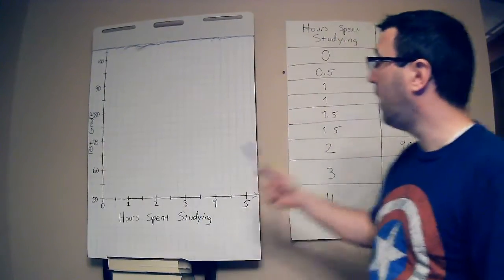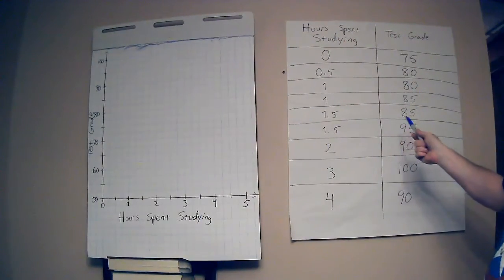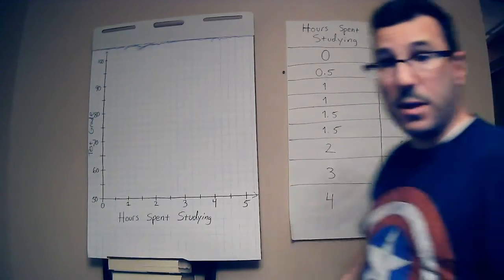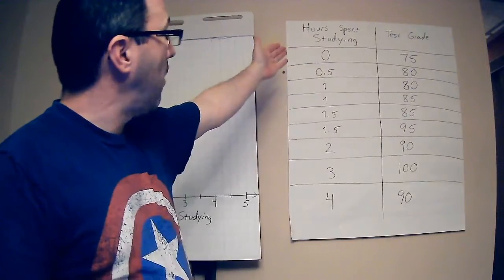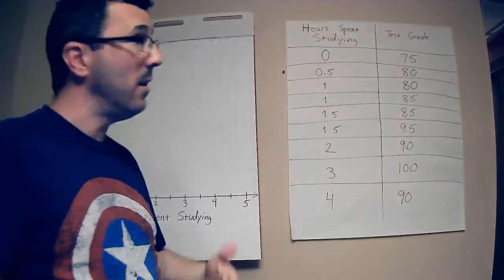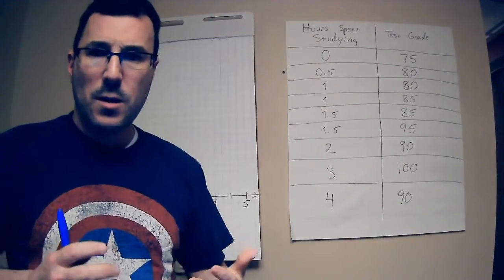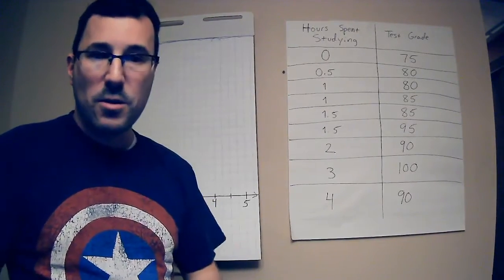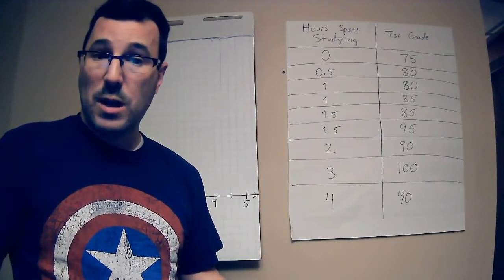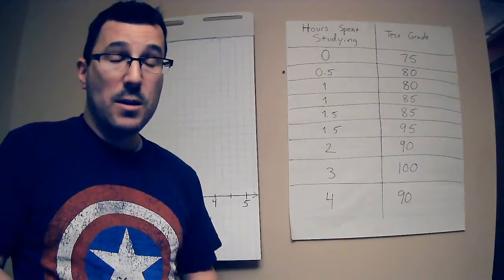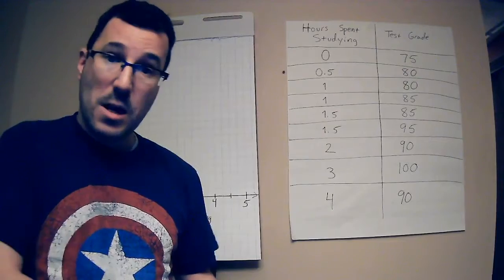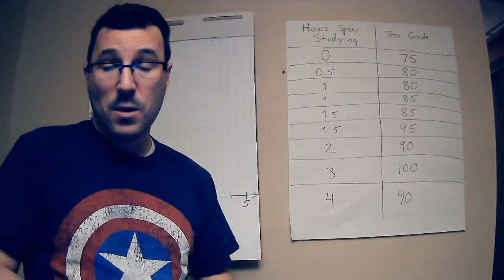So behind me, I have a table that has some information. It basically has hours spent studying and the test grade received. So we're saying that during a test, a teacher took a survey of the students, found out how long they studied, and then they took the test, got a grade, and the teacher wanted to see, is there a relationship between the number of hours that a student studies and the grade they get on a test.